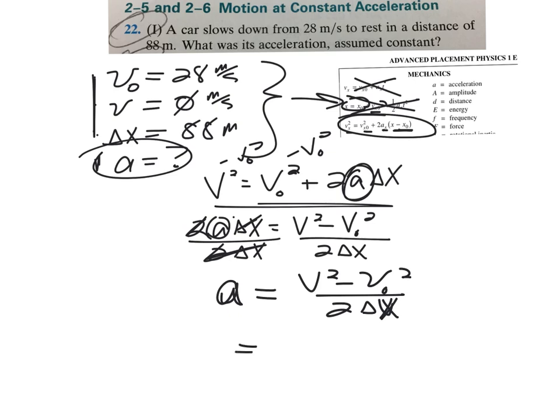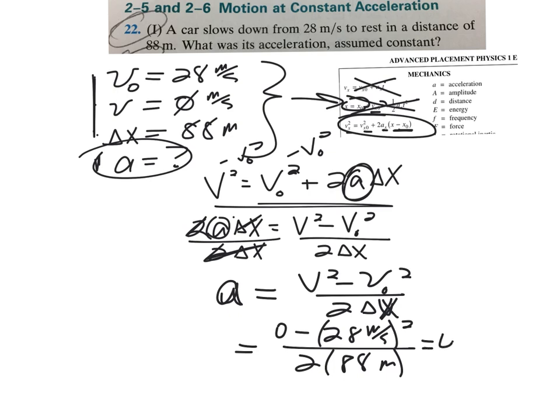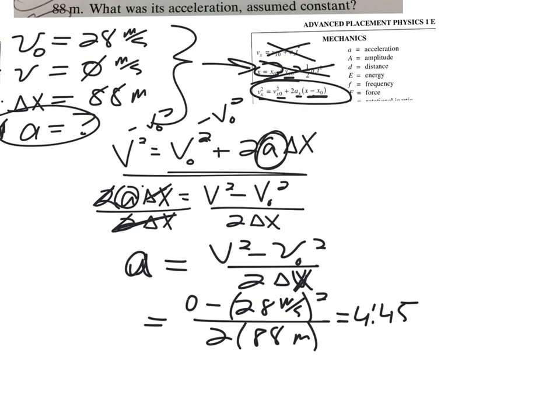Now I plug in my numbers. The final velocity was 0. The initial velocity was, as I recall, 28 meters per second, quantity squared, over 2 times a displacement of 88 meters. When I plug it into my calculator, I get 4.45. And then for units, I've got meters over seconds, but those are squared. So I've got meters squared divided by seconds squared, and then that's divided by meters, so that leaves me with 4.45 meters per second squared.